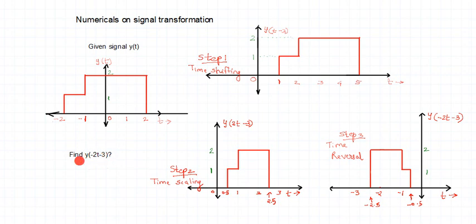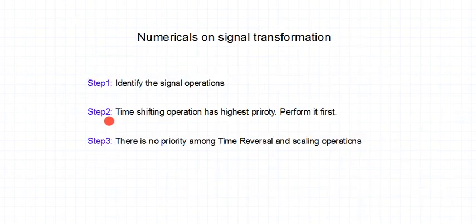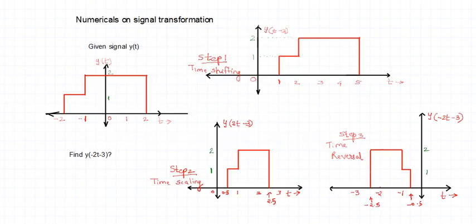So how would you proceed? What we just discussed in step number 2: perform the time shifting operation first. So in step number 1, we'll perform time shifting. What signal will I get when I perform time shifting? I'll be shifting it by a factor of 3. So what signal will I get? y(t - 3). This is what I'll be sketching first. Understand? Here is t - 3, so I'll be obtaining y(t - 3).